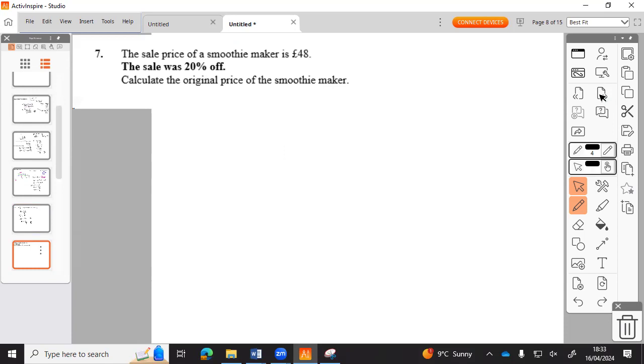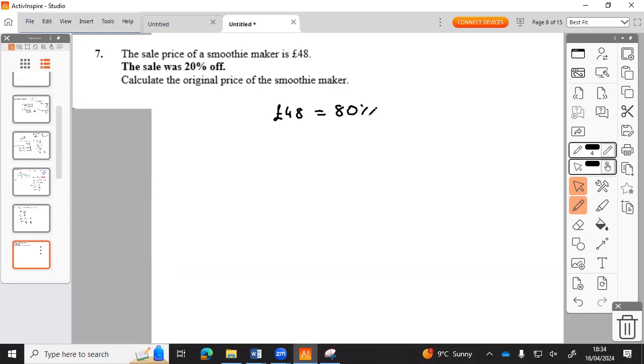Sale price of smoothie maker, £48. The sale was 20% off. You get a mark for recognising that that £48 is equal to 80%. Okay. Is to work out the original price. You have to now work out what 100% of that would be.